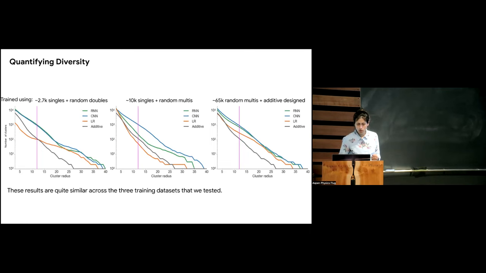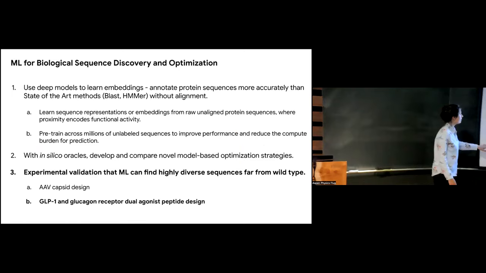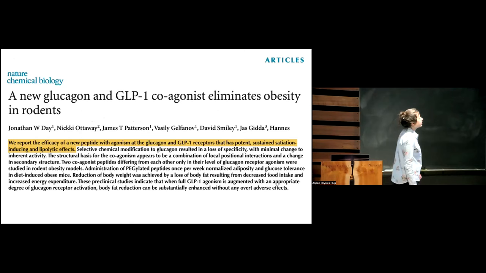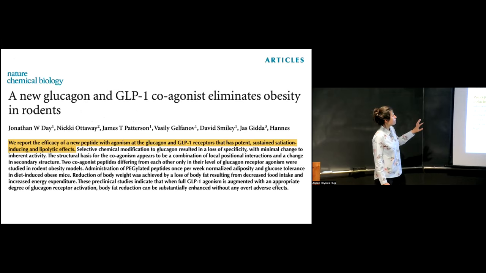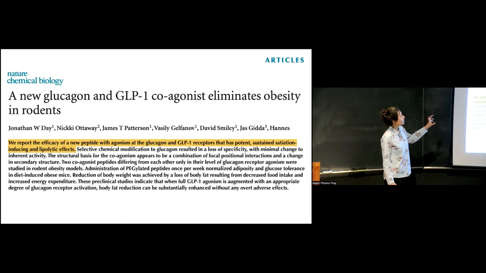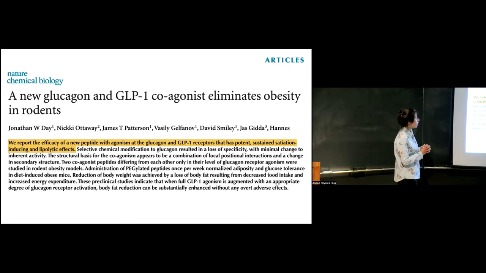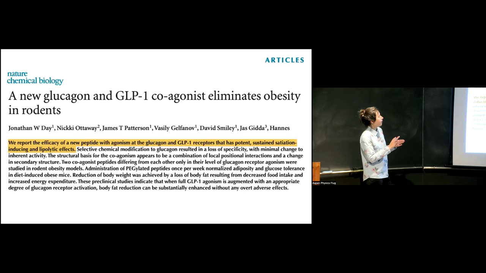We then went to a very different setting, where we're designing small peptides that bind to GPCRs that occur in humans. It was reported, I think in 2009, that a group discovered a peptide that binds to both the glucagon receptor and the GLP-1 receptor, and this peptide eliminates obesity in rodents. This is remarkable. Drugs against obesity are extremely sought after, and the fact that by designing a single peptide that combines these two different GPCRs you could eliminate obesity in rodents was a very surprising result.